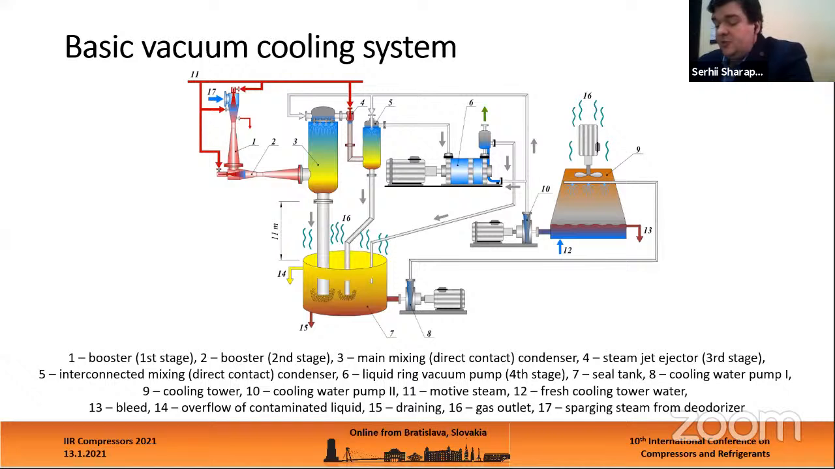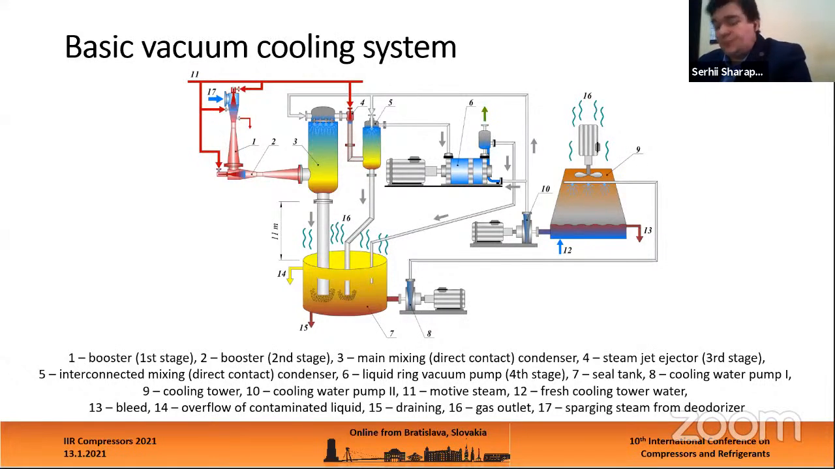A modern industry uses the vacuum system that you can see on the slide, shown as a basic vacuum cooling system based on steam jet ejectors. There you can see three-stage ejectors: one booster, the first stage, the second booster stage, and the third stage steam ejector, with intermediate condensers.